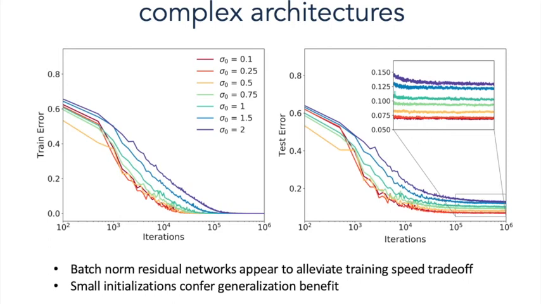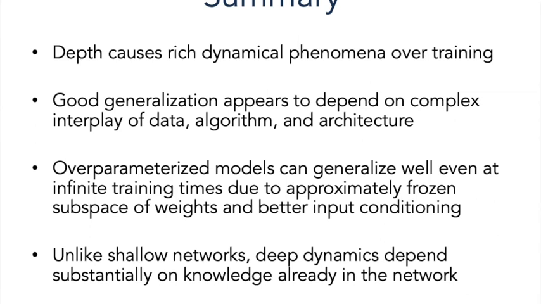All right, so just to wrap up, I've shown that depth itself causes some of these rich dynamical phenomena, like these stage-like transitions and plateaus. I think the message emerging from the generalization section is that I really don't see a way to get around having to consider the data, the algorithm, and the architecture together. So I'm not sure we're going to find ways that don't involve analysis of all of these elements. And I've given a simple step in this direction.